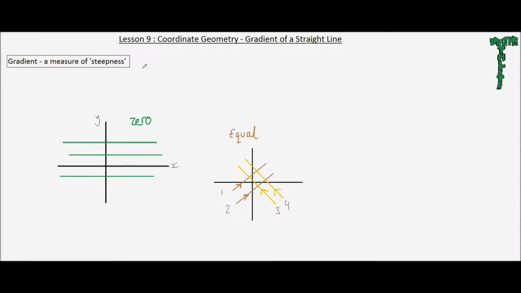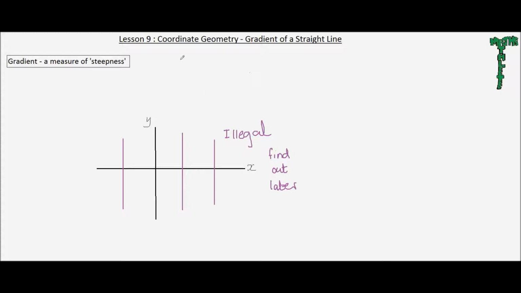So the final example. I wanted to keep this example for the last. We were talking about horizontal lines, but what about vertical lines? So here's the y-axis, here's the x-axis, and then here are the vertical lines. Now, this is a bit tricky. It will be explained later on in the video why this is illegal. You will find out later. So anyway, let's go on to finding the gradient of straight lines algebraically.